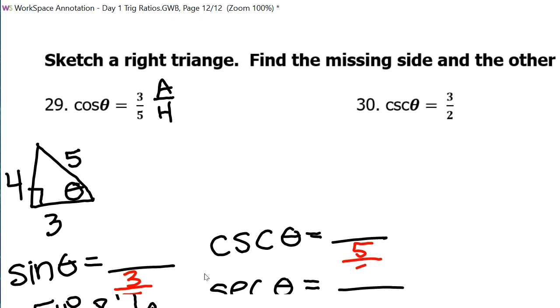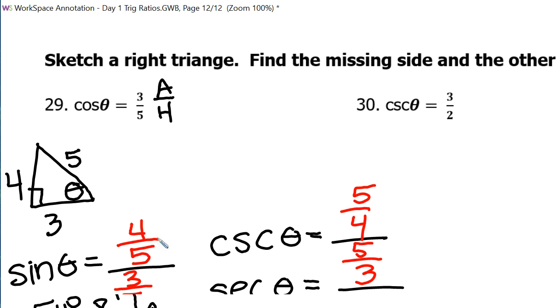Now for the sine, how do you find sine? Opposite over hypotenuse. So what would the sine be? 4 over 5. So what would the cosecant be? 5 over 4. How do you find tangent? Opposite over adjacent. So what would the tangent be? 4 over 3. And what would the cotangent be? 3 over 4. So once you find sine, cosine, tangent, flip the fraction to find the reciprocal.